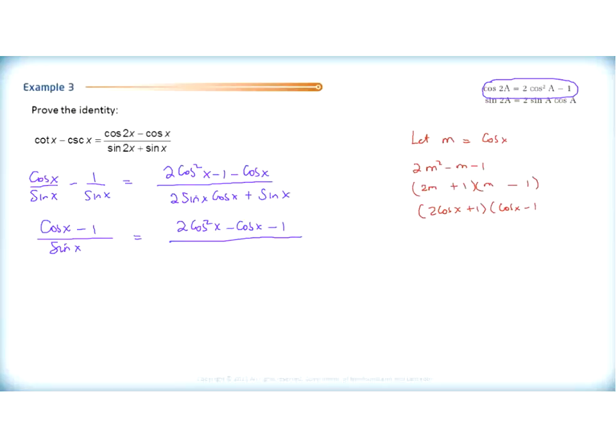Now in my denominator, I can factor out a sine x. So let's do that at this point. I'm going to get sine x outside of 2 cosine x plus 1. And I'm hoping that you see that that's going to be very beneficial to me by doing that. Let me show you why.